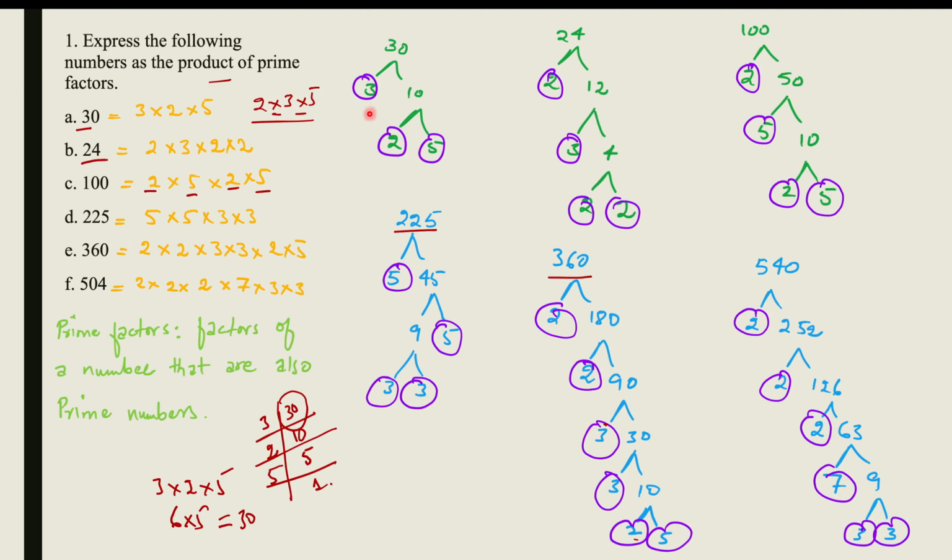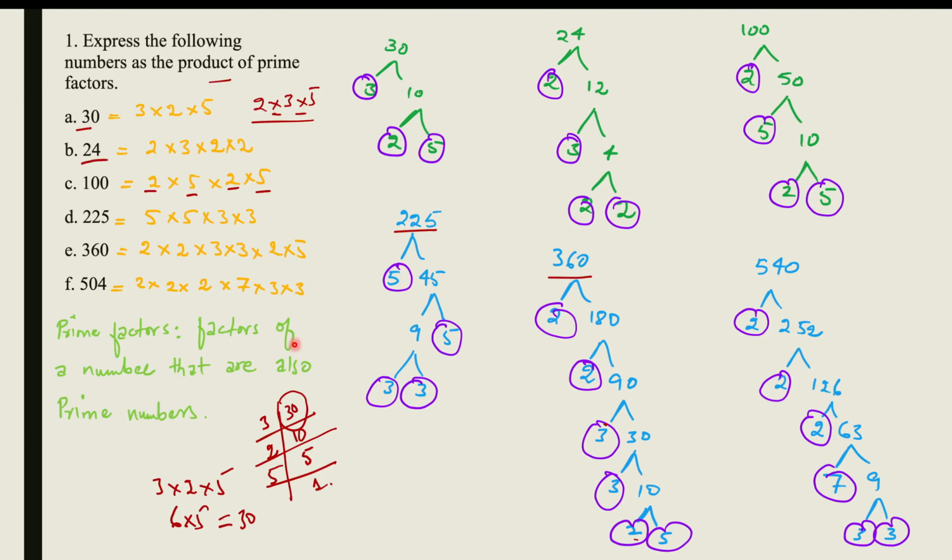Then we write the primes in ascending order with a multiplication sign between the numbers. In ascending order, this can be written as 2 multiplied by 3 multiplied by 5. So 2 multiplied by 3 is equal to 6, and 6 multiplied by 5 is equal to 30. So we were able to write the number 30 as a product of its prime factors.